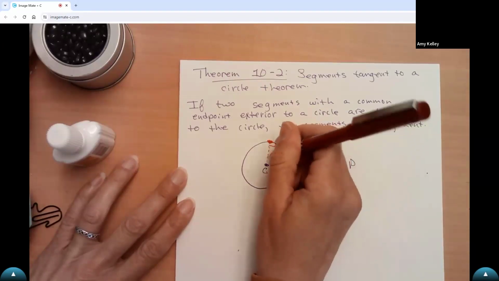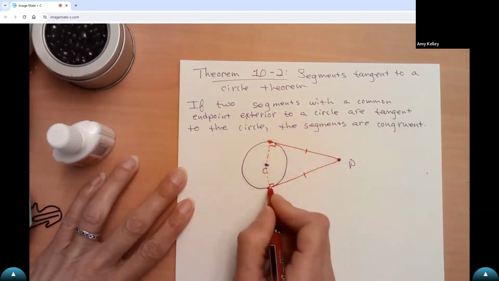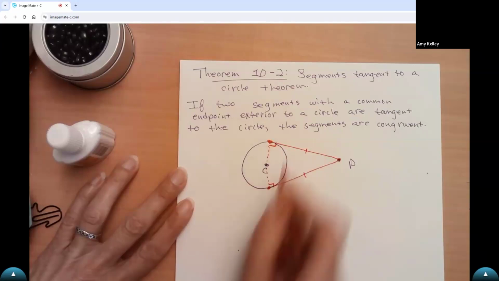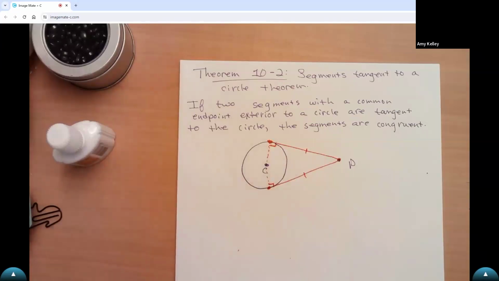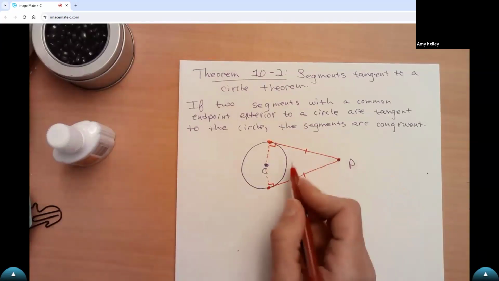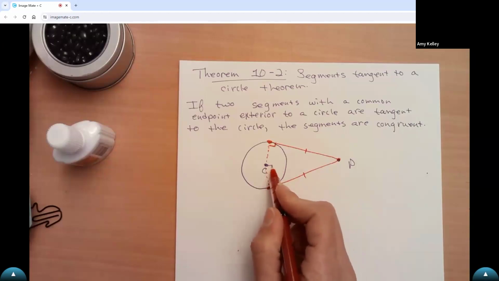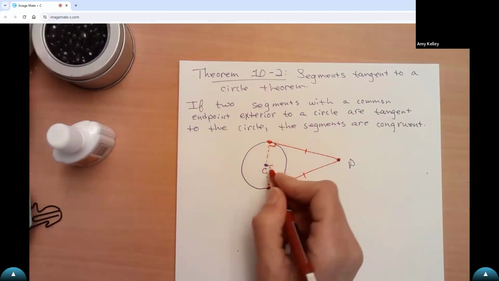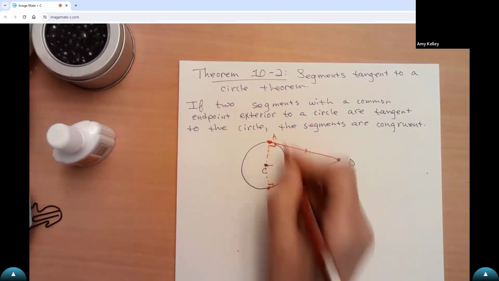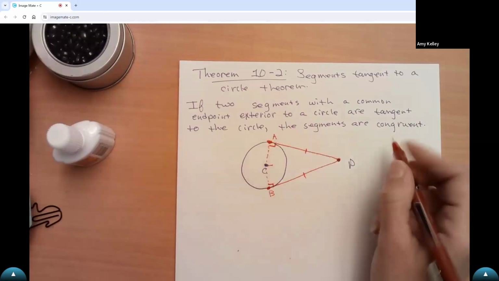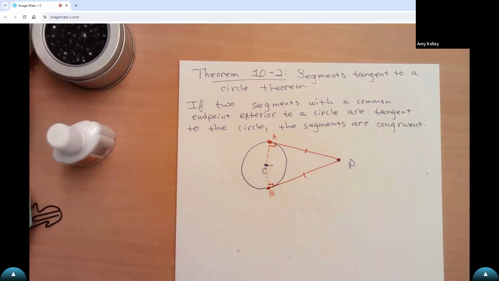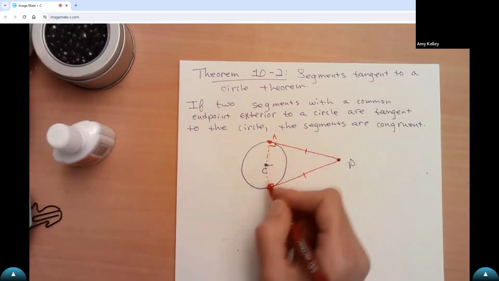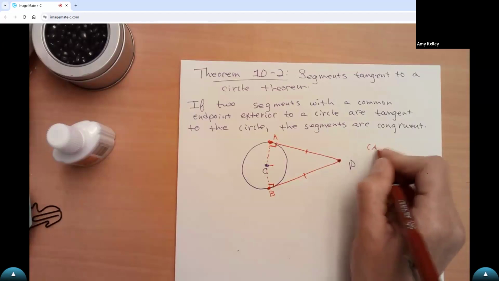And from the previous theorem, we also know that they'll form a 90-degree angle at the point of tangency. So here, let me just call this A and B, and we can say here that CA is congruent to CB.